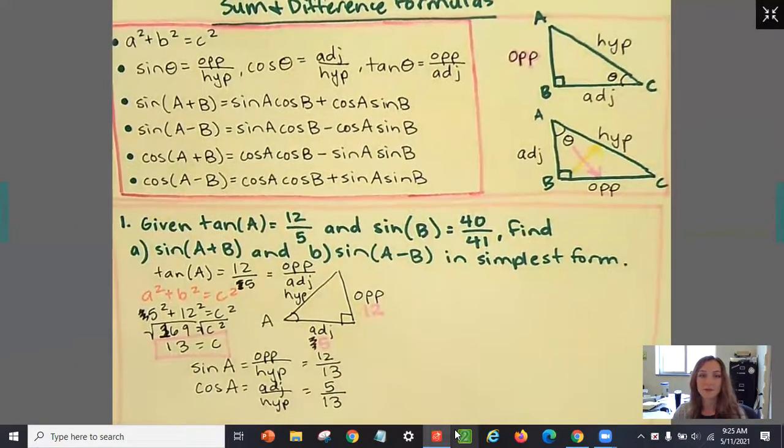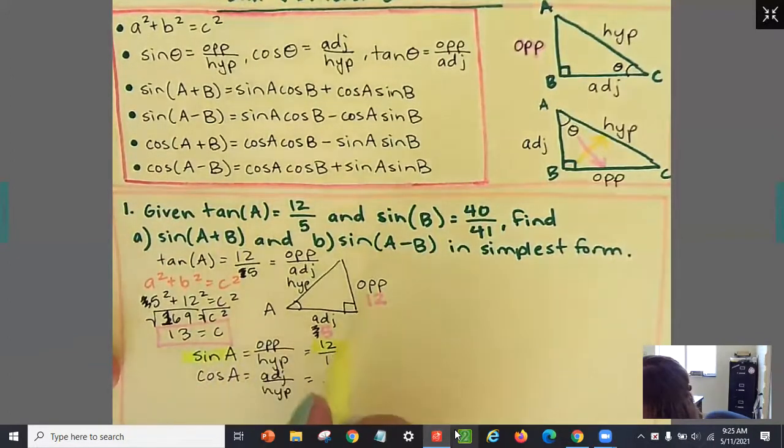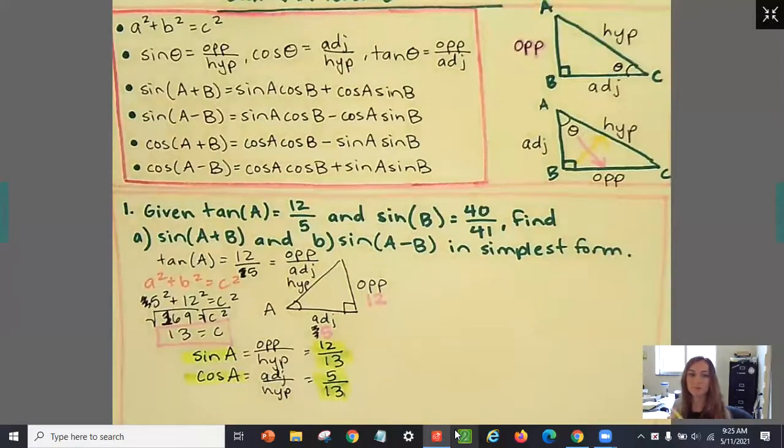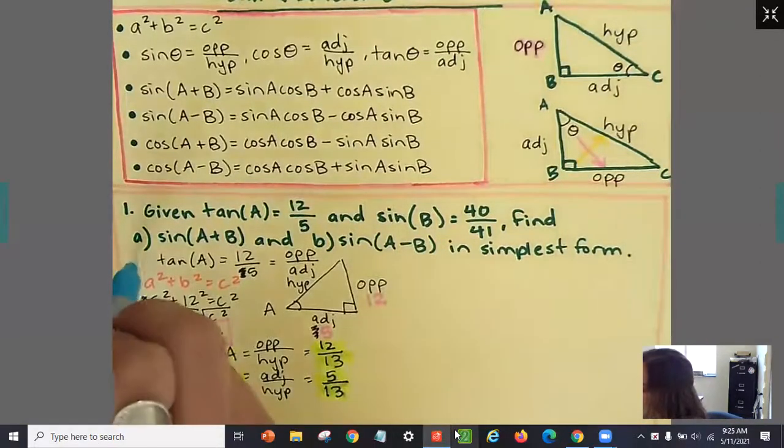Okay, now that I have these two values, we can go ahead and move on to our second scenario. We are going to be using these whenever we get on to the next things. So sine of A is 12 over 13, cosine of A is 5 over 13. All right, let's move on to our second scenario that we're going to be working with here, which is using the sine of B is 40 over 41.